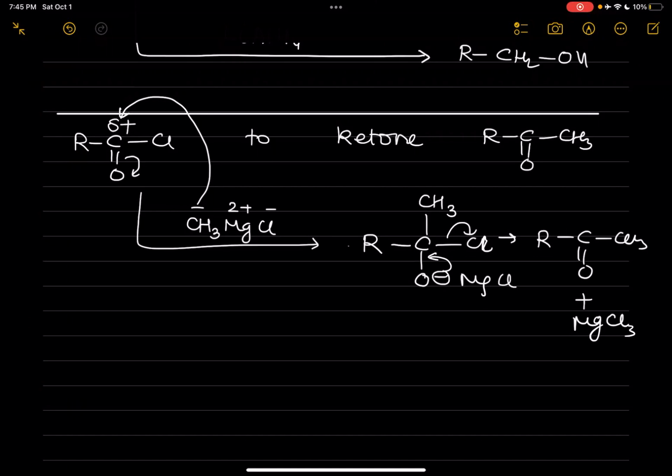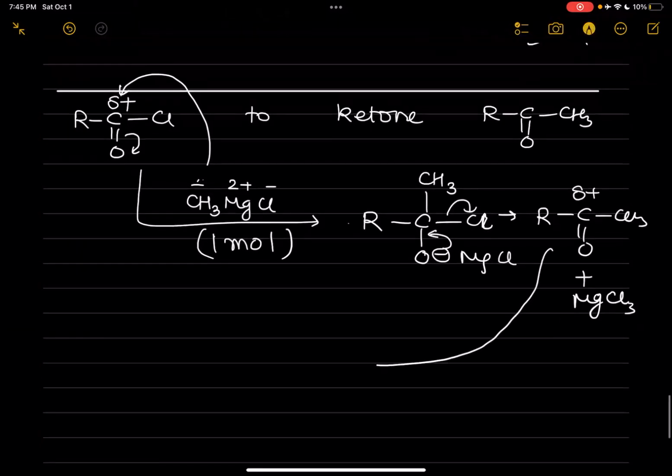Yeah, actually, Grignard is a strong reducing agent. Okay, Grignard is a strong reducing agent, and what happens here is, when you take the Grignard, you should write 1 mole. Okay, that's very important. And suppose you had not written 1 mole, or you had taken 2 moles.